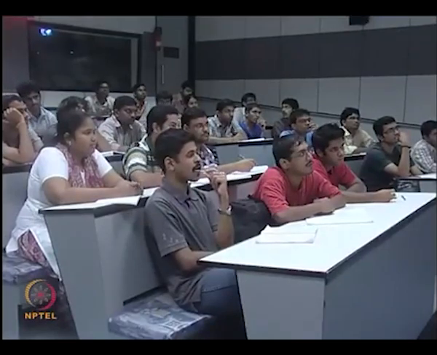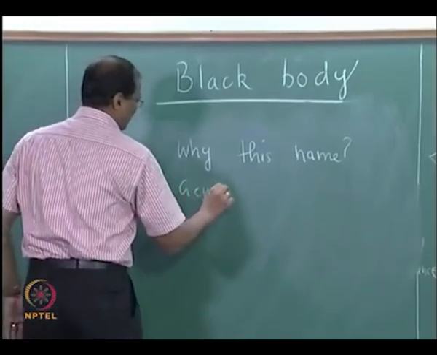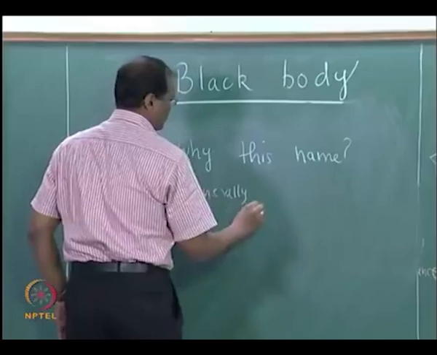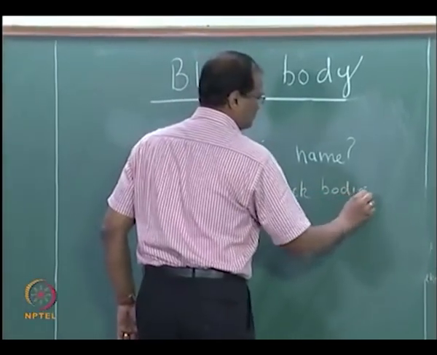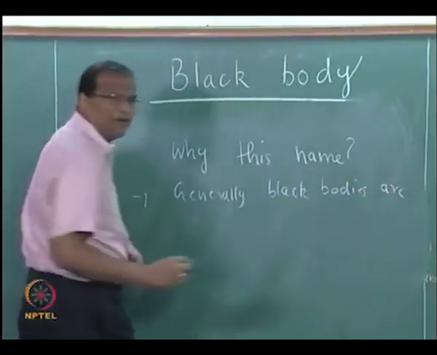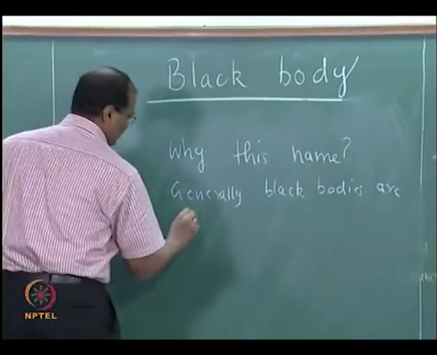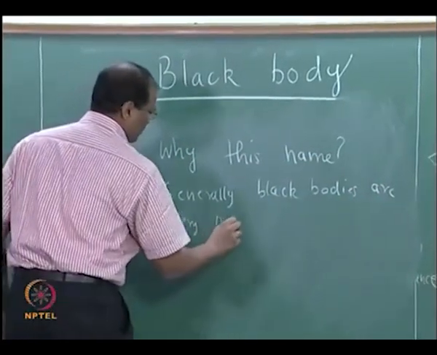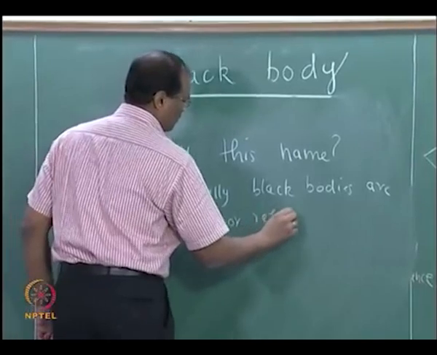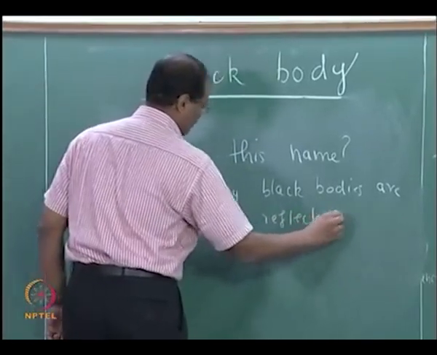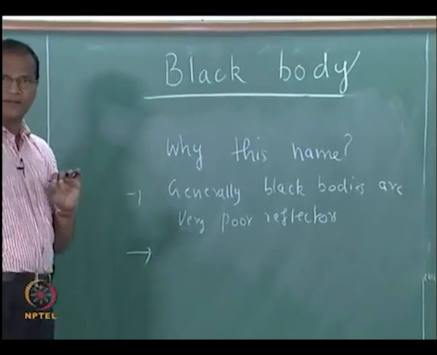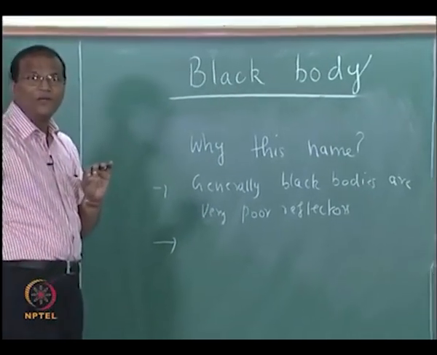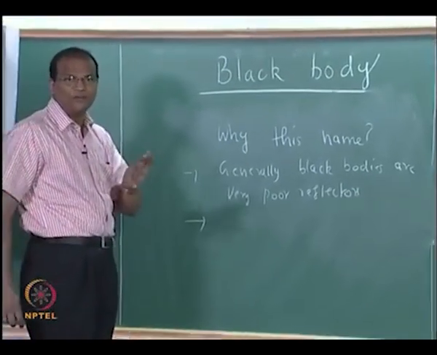Generally, bodies that are very poor reflectors appear to be black. Appear to be black from what point of view? They appear to be visually black.